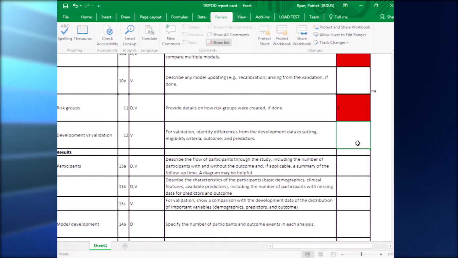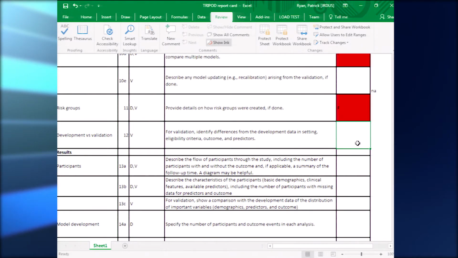Okay, 12. For validation, identify differences from the development data in setting, eligibility criteria, and outcomes. How did they do this validation? Have we moved? Okay, so we didn't quite get to that one yet. That's how they measured it.